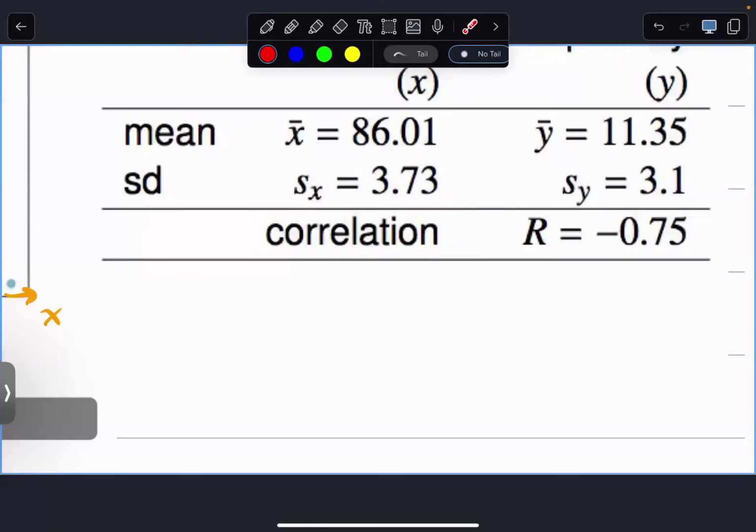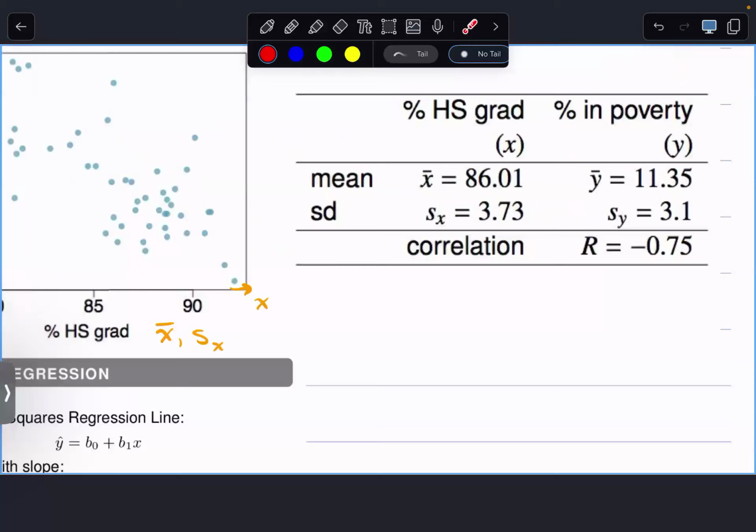Okay. And we're told the correlation is negative 0.75, right? Remember, the correlation, as a little review, goes between -1 and +1. As we move out towards 1 in either direction, positive or negative, then it gets stronger and stronger. So here we have a strong negative linear relationship, because the correlation only applies to a linear relationship.